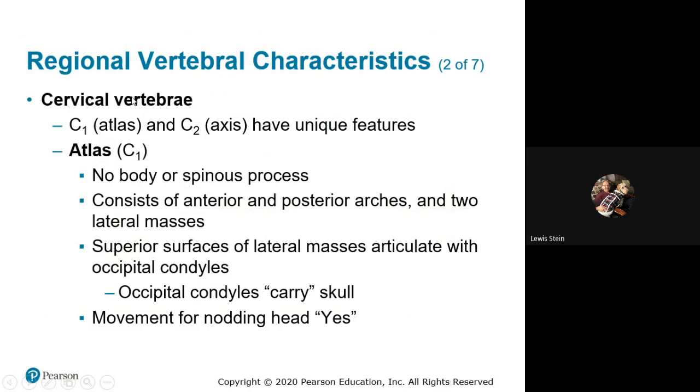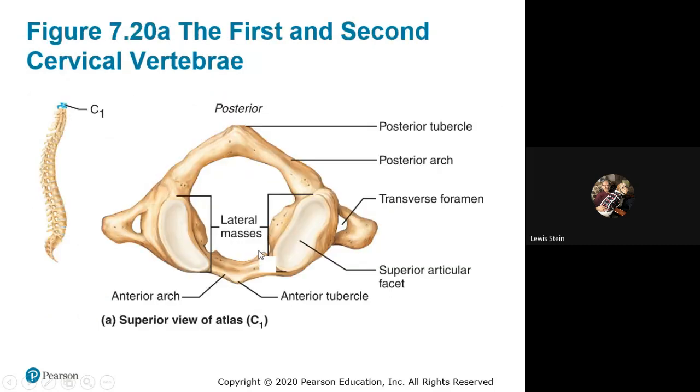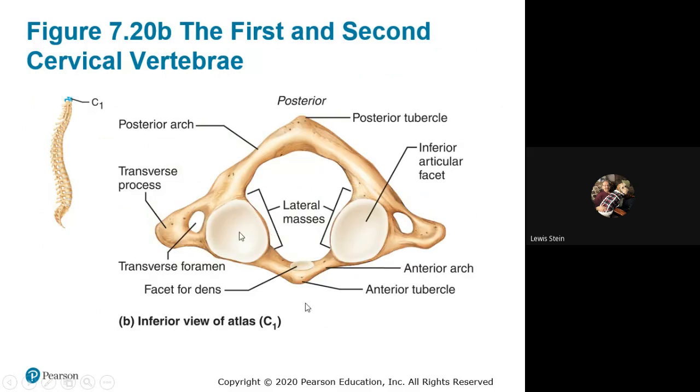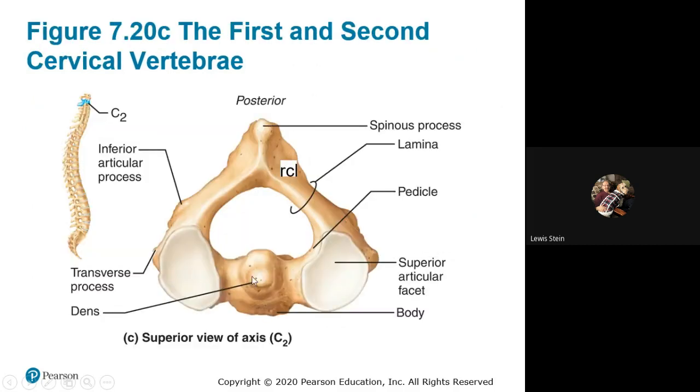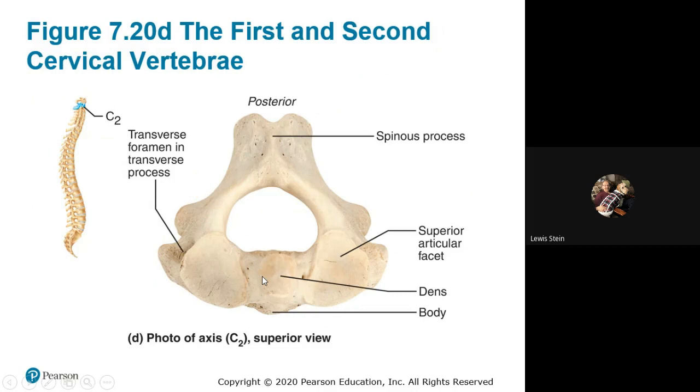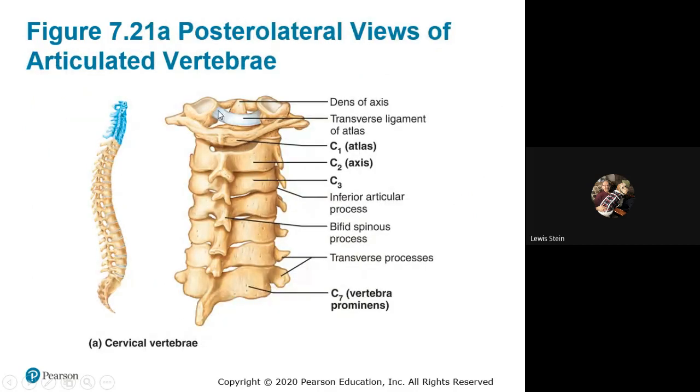There's a picture of C1 and C2. Again, you can see the very large superior facets. And they have mated ones on the bottom, just like the same thing underneath. Here's where that dens or tooth-like process, that knob that you can see here, where they come together. And there they are working together as a unit.